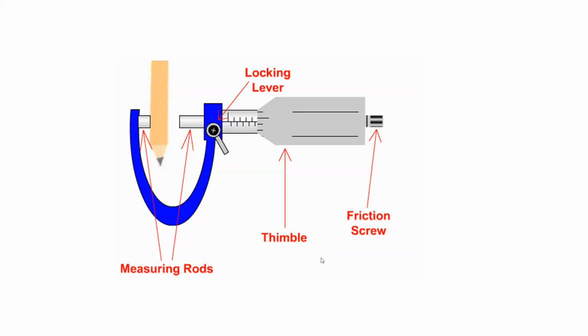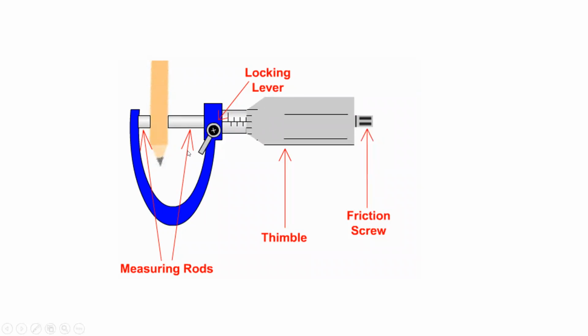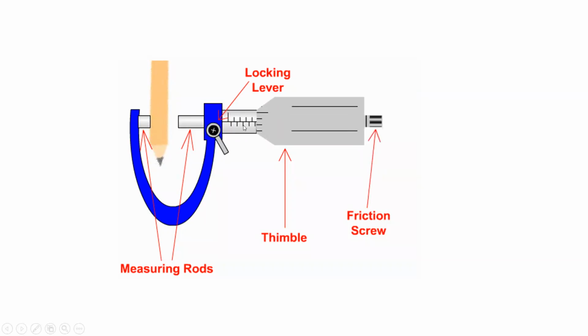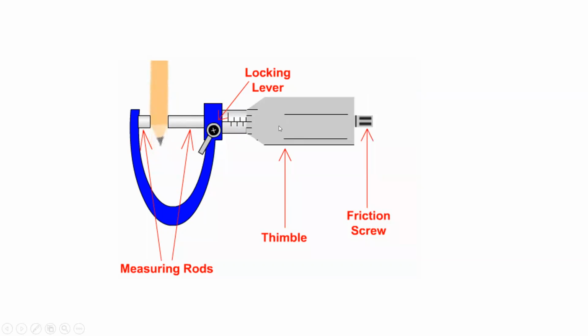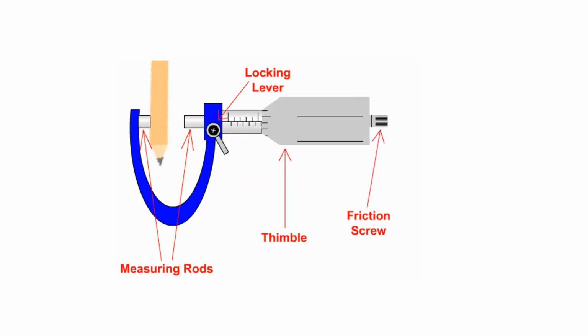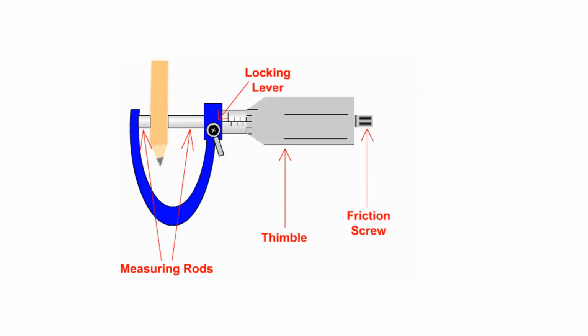Yes, Saim? Sir, I didn't understand the concept of this locking lever. The purpose of this locking lever is to make sure that we can remove the object. For example, when you lock this, you can remove the object and the reading will be stored here, the reading will remain on the meter. Even if the object is removed, this will lock, so it will not allow the main scale or circular scale to move. So the only purpose of this locking lever is to make sure that the reading of a micrometer, the main scale and the circular scale, won't change.